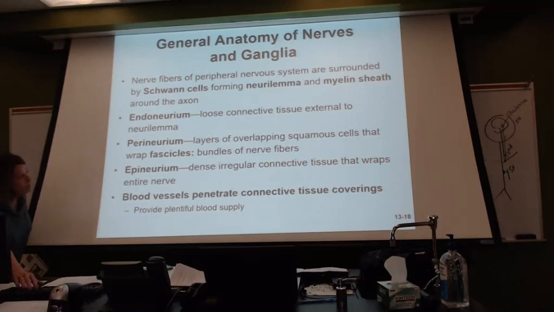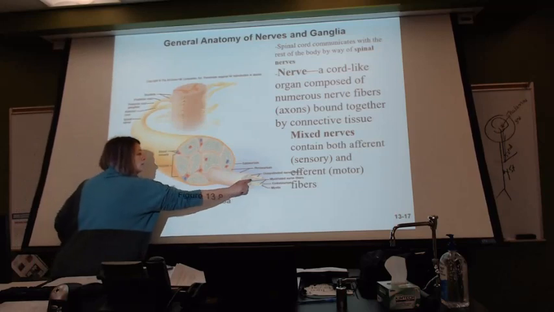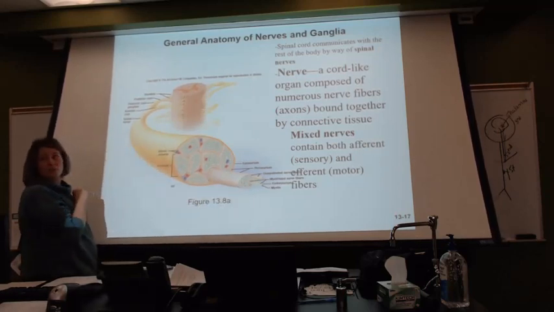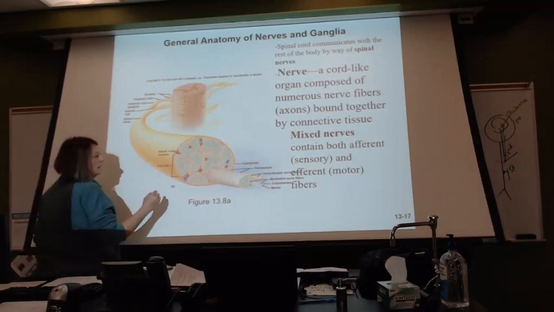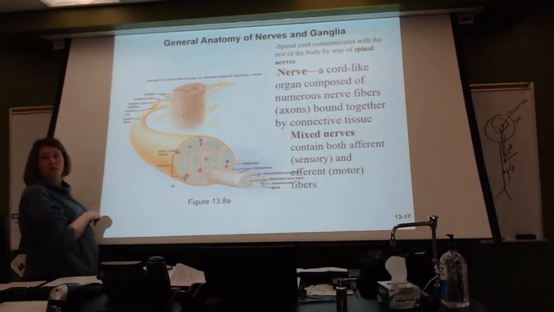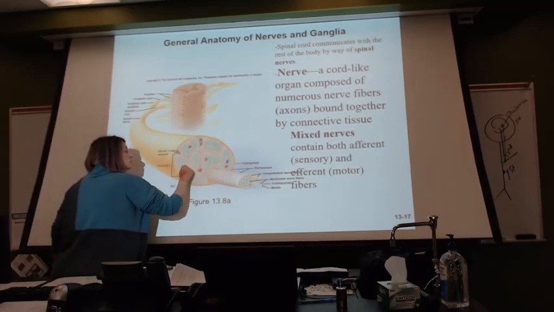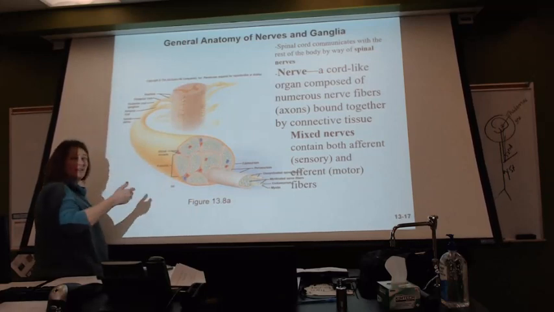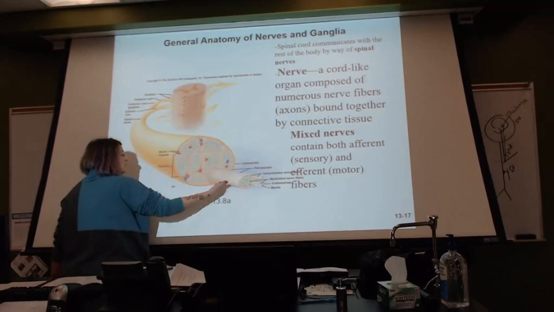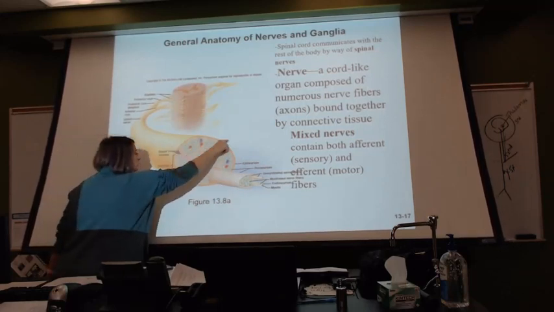So let's go back to our picture. This right here is representing our nerve fibers, those little yellow parts, okay? And if we get a group of those, they'll be surrounded by connective tissue. We get several groups together, they're surrounded by the peri, and then once we have a whole grouping that we need to create that nerve, they're surrounded by epi.